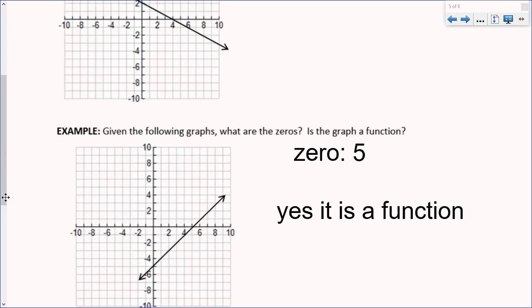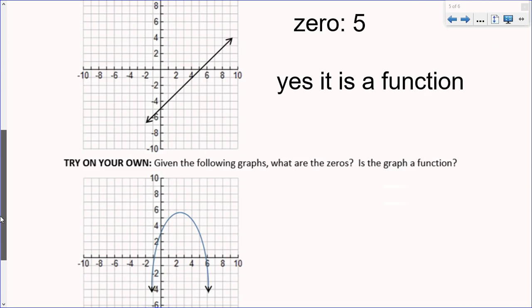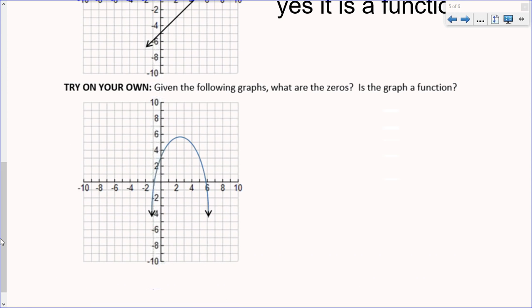So try this one on your own. Now I'm going to give you a hint. There are 2 zeros because it's crossing at 2 different locations. And it kind of looks like it's not crossing at the exact number, so just round it. Remember, you're writing them not as ordered pairs, but as just a number. And tell if it's a function or not.